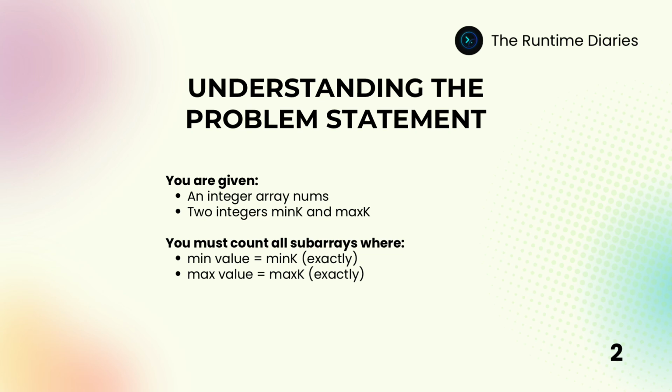So if minK is 1 and maxK is 5, a valid subarray must have 1 as its smallest number and 5 as its largest number. Nothing smaller than 1, nothing larger than 5, and both 1 and 5 must actually appear in the subarray.